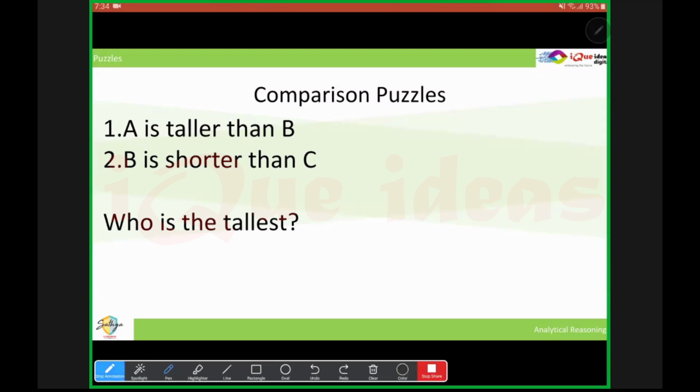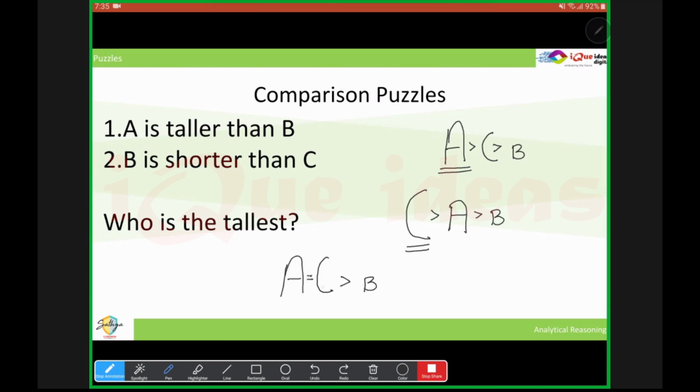Well, if I want to draw all of this together, I can say A is taller than B like this, and B is shorter than C. So if I draw it in this format, it indicates that A is the tallest person. However, I could also have drawn A is taller than B and B is shorter than C like this. And according to this diagram, C is the tallest person. And I could also have drawn it such that, in this case, both A and C are together.